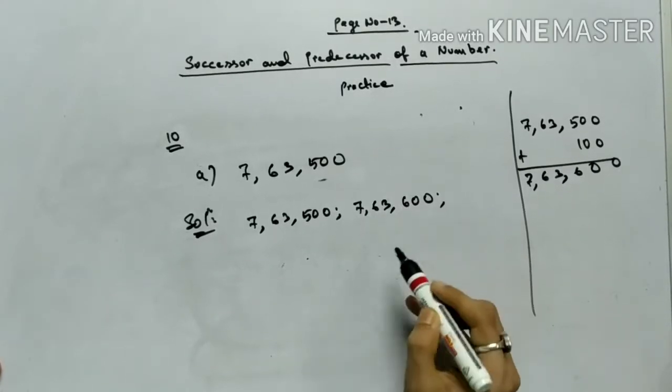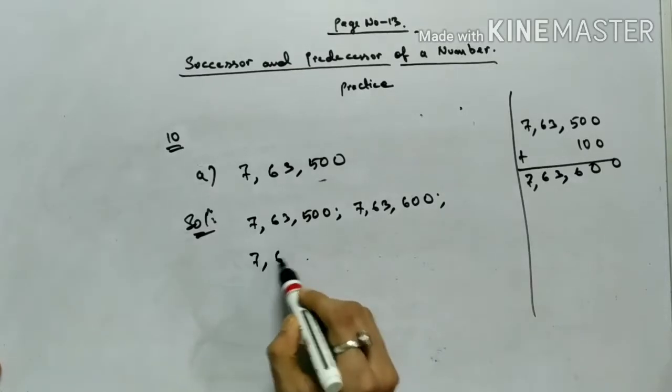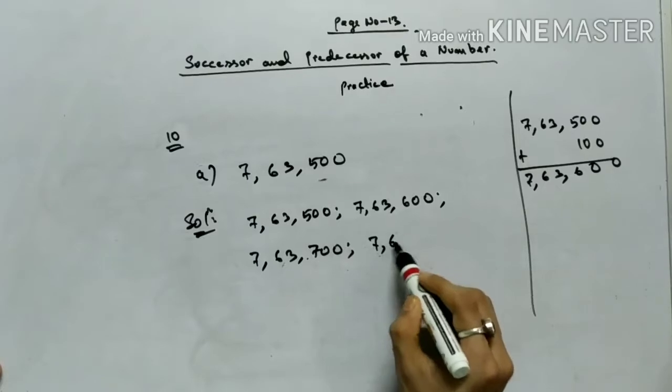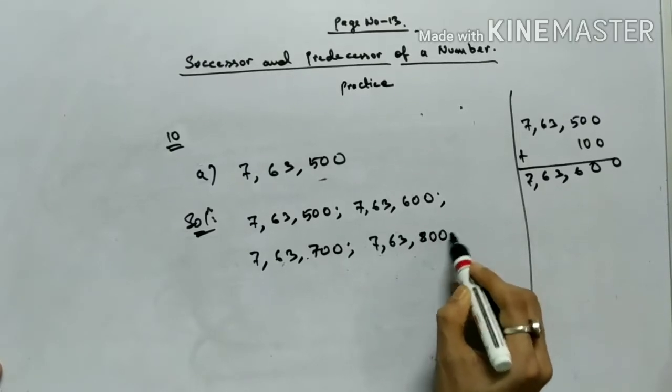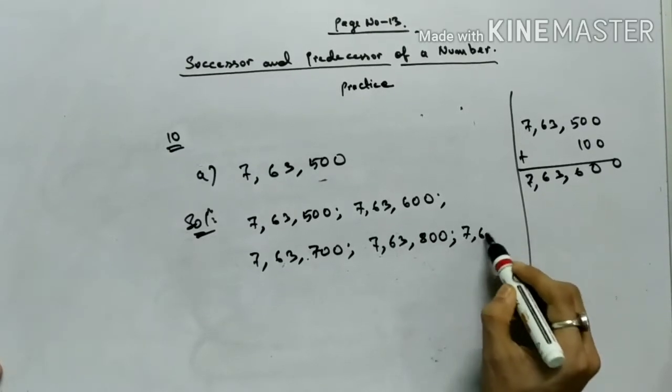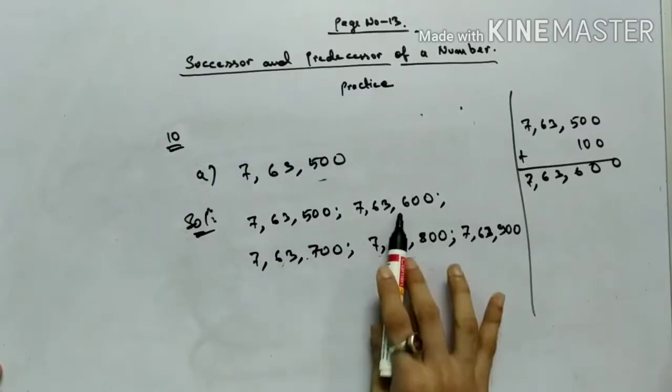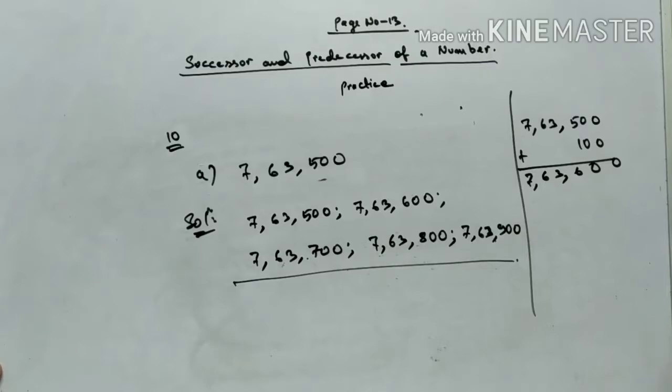7,63,600. Understand? Again, next number will be 7,63,700. Skip in hundreds. Next number will be 7,63,800. Next number will be 7,63,900. So 5 numbers becoming 1, 2, 3, 4, 5. So this is our answer.